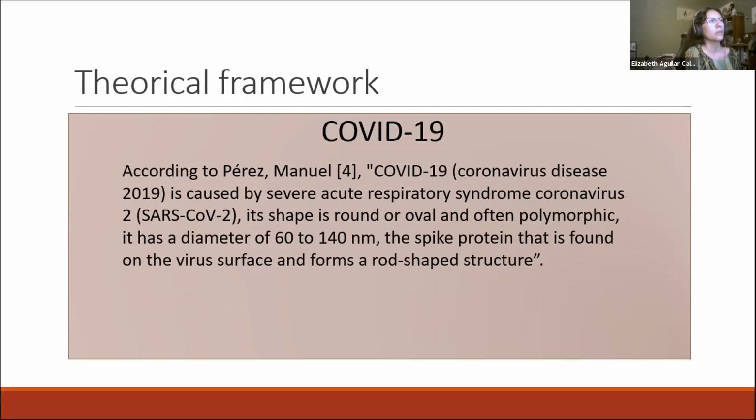According to Perez Manuel, COVID-19 is caused by severe acute respiratory syndrome coronavirus 2, SARS-CoV-2. Its shape is round or oval and often polymorphic. It has a diameter of 60 to 140 nanometers. The spike protein is found on the virus surface and forms a rod-shaped structure.